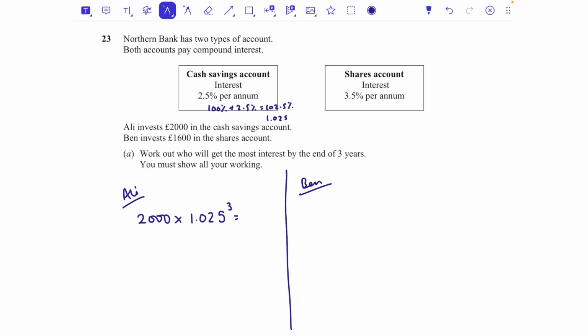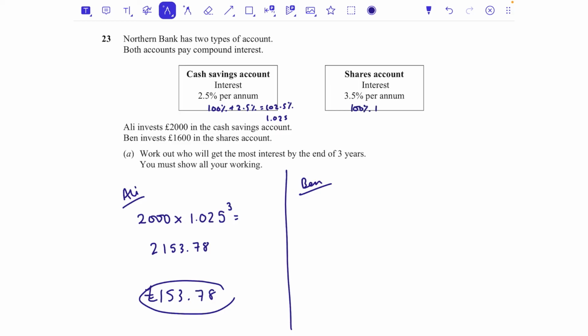So 2,000 times 1.025 to the power of 3 is 2,153.78125, but I would round it to 2 decimal places because it's money. Now, she started with £2,000, so the interest she's earned is £153.78. Now let's have a little look at Ben.